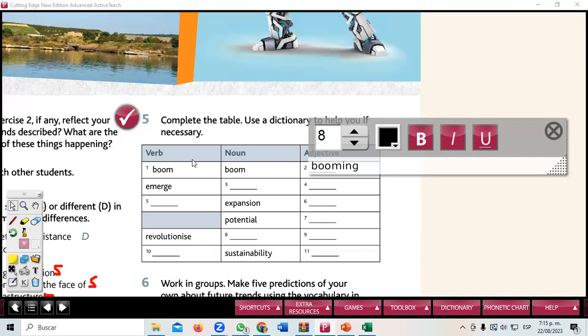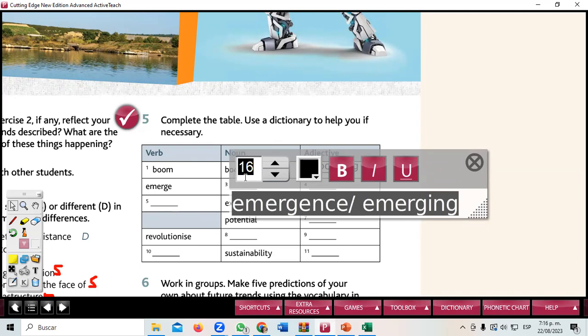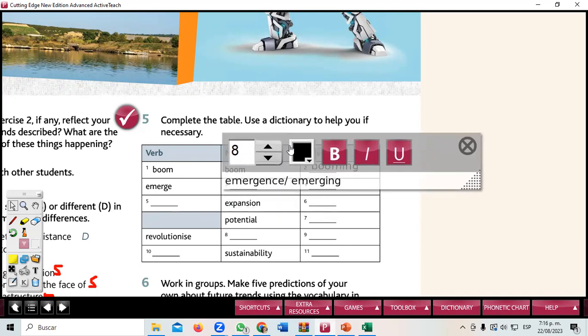Okay, let's start correcting. We are continuing with Natalia. For emerge, how did you complete it, Natalia? Emergence and emerging. Yes, the next is emerging. It is correct. Emergence and emerging. Good.